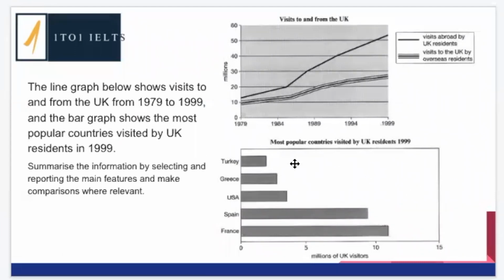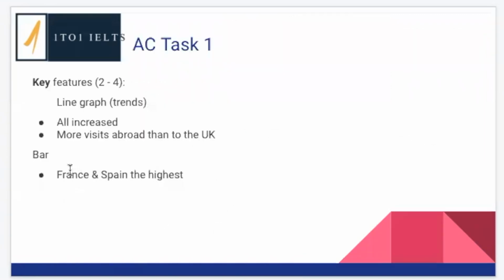And then looking at this bar chart, what are the key features? What jumps to your eye? France and Spain, yeah. These two are much bigger than everything else. Is anything else jumping out? If your eyes are not telling you, wow, that looks really different, it's not really a key feature. I would say with the USA, Greece, and Turkey, there's no major key features here. So we're just going to mention Spain and France having a lot more UK visitors than anywhere else, which is what we mentioned before.